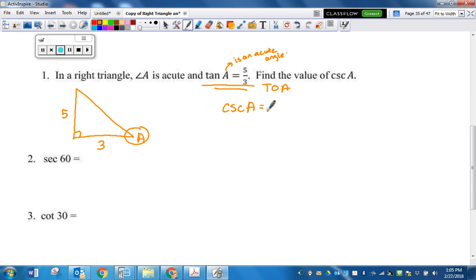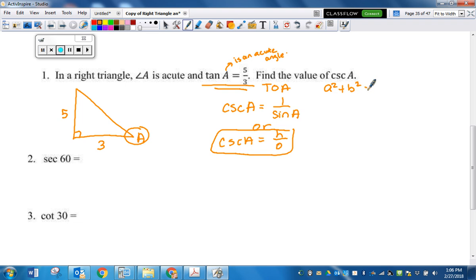The part I have to memorize: cosecant is the same thing as 1 over sine of A. Or cosecant of A would be the same thing as, since sine is opposite over hypotenuse, hypotenuse over opposite. In this case, it's probably easiest to use this because I have a picture and I could figure out the hypotenuse. I would do that with the Pythagorean theorem.